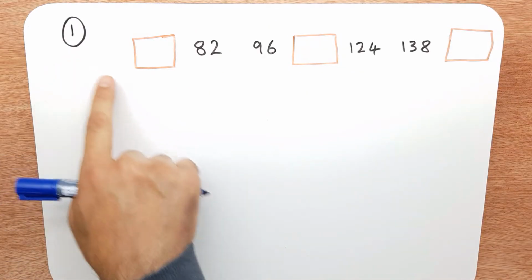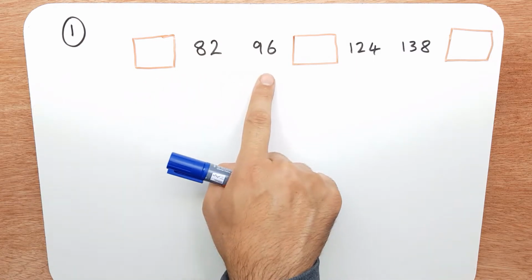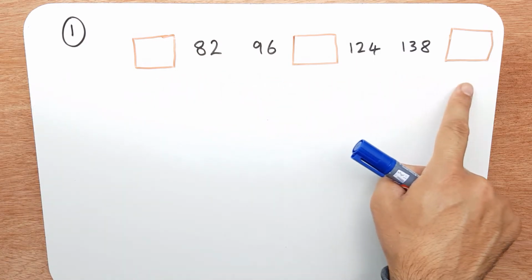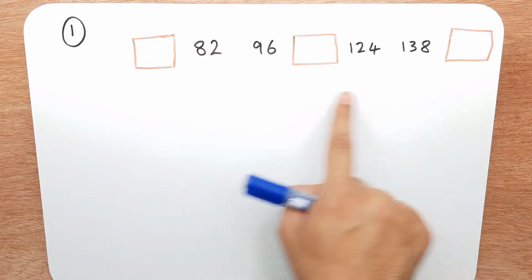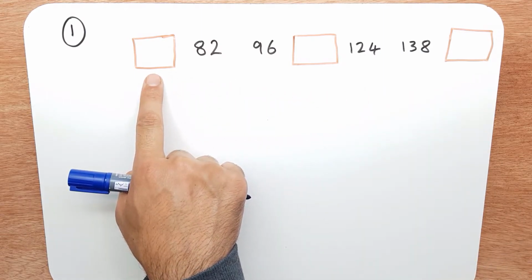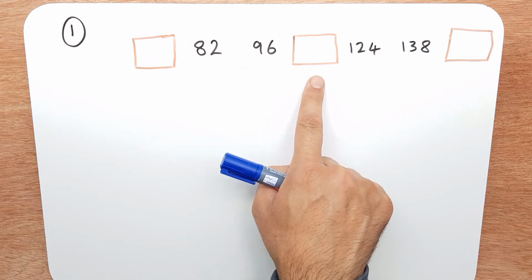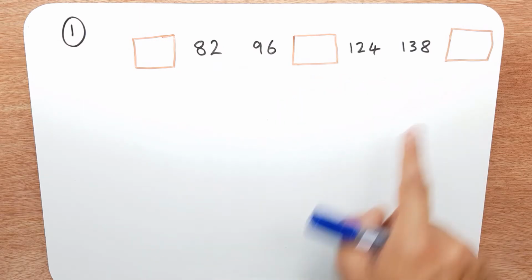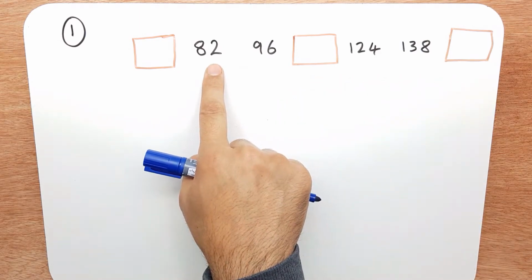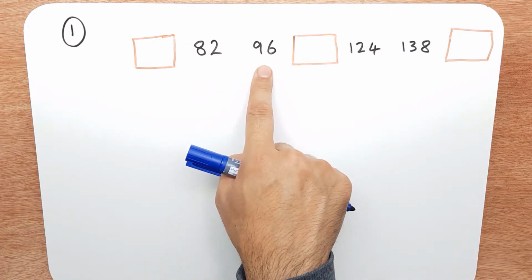Question 1, we're given a list of numbers, a sequence of numbers, and we're asked to find the missing ones: the first one, the fourth one, and the seventh one. Now the way to do this is to work out the difference between each one.